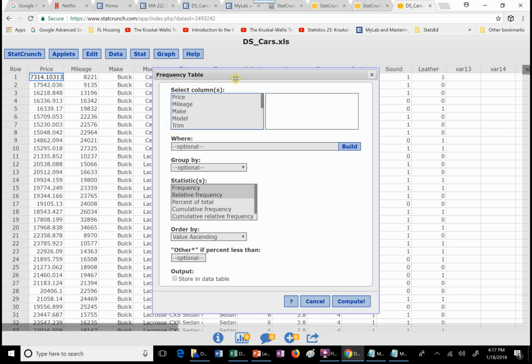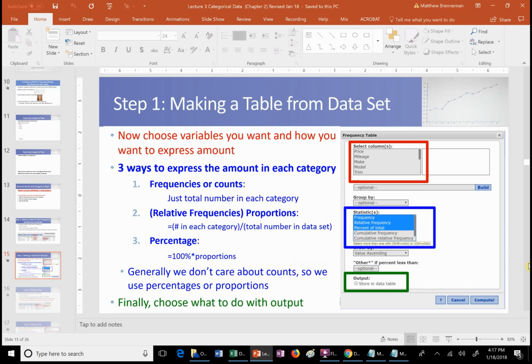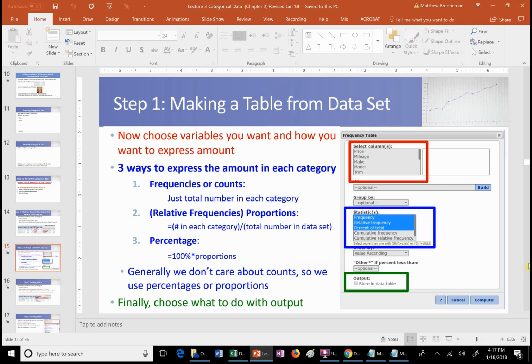Now, one of the things about StatCrunch that I like is the fact that whenever you click a command, you always get this dialog box that opens up. It has the same form. The first thing you have to tell StatCrunch is what variables do you want to work on, okay? So here's what we're going to do. You're going to go ahead and you're going to click on make. Since we think make is really important, let's look at make first, okay? I'm going to click on make, and when I click on the left-hand column, it's going to populate the right-hand column, all right?